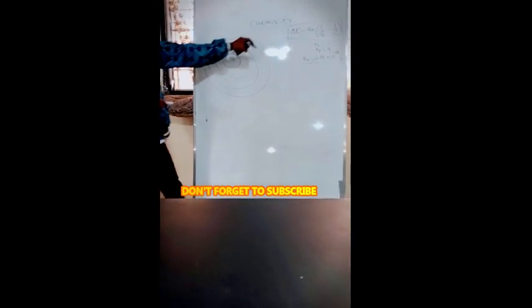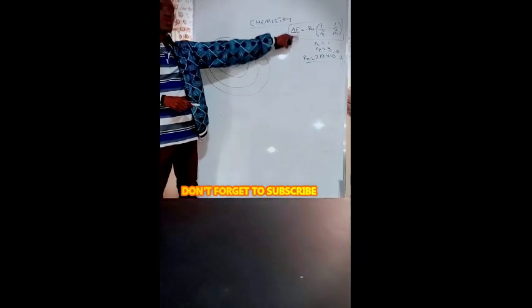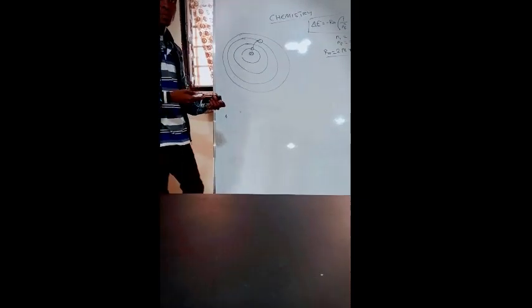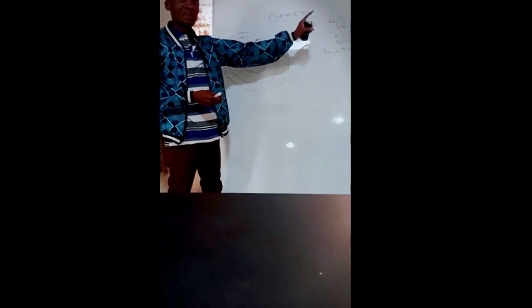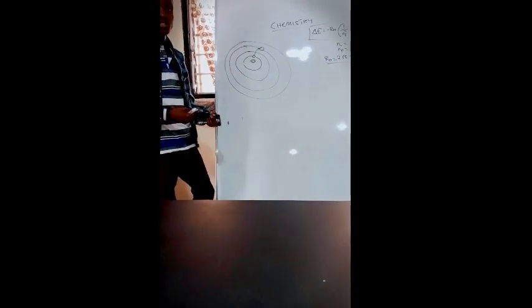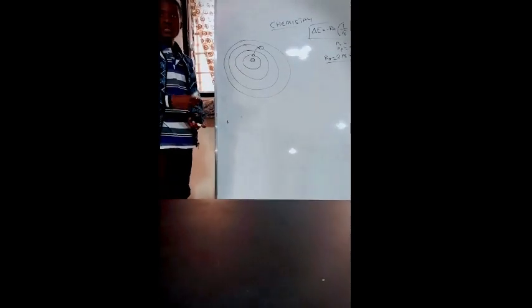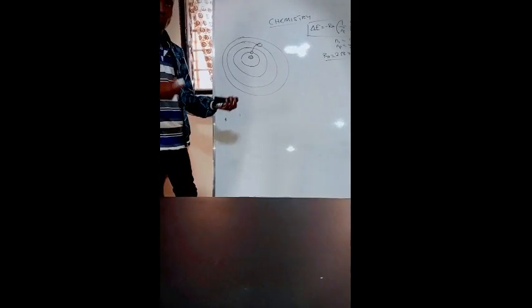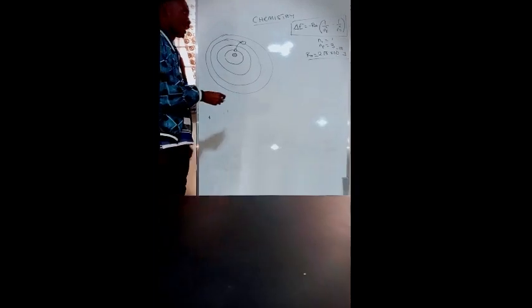After knowing that we're supposed to use that to calculate the energy, we can also calculate the wavelength, because it is light which is being emitted. Since it is light being emitted, we can calculate the wavelength. I am just introducing this concept. In our next video, we are going to learn how to calculate the energy.